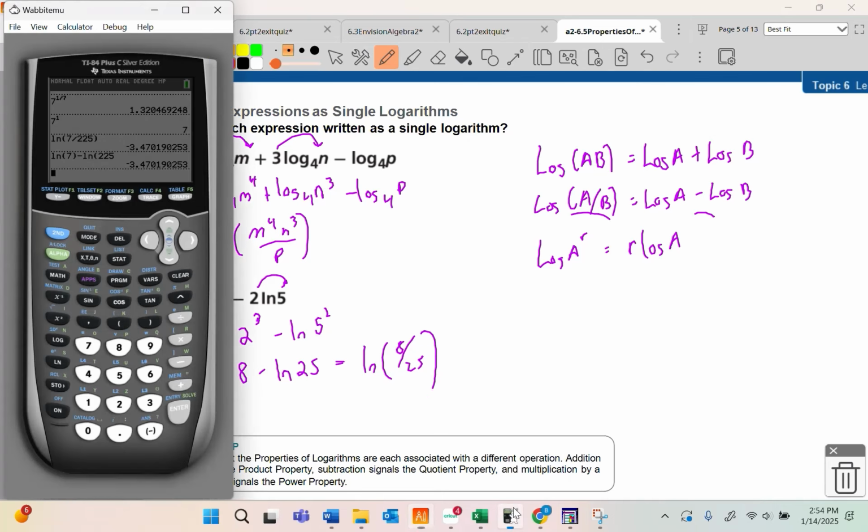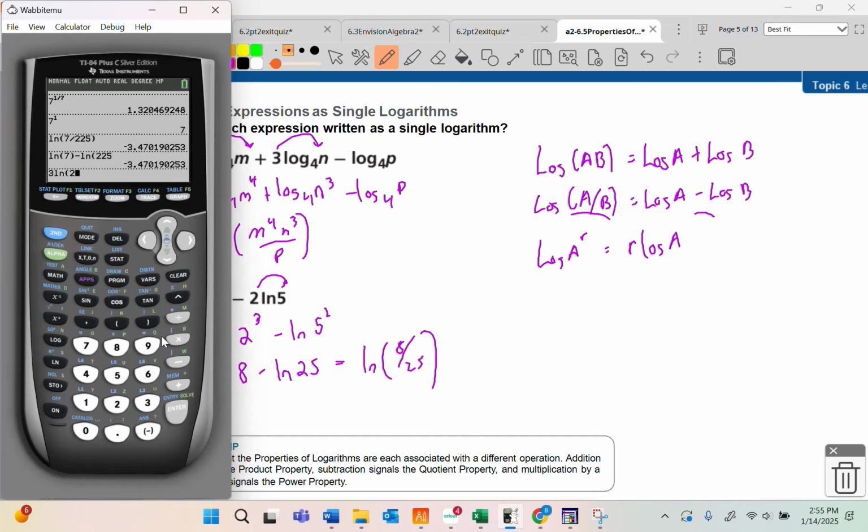Is it the same? It's a good one to see, because you're probably like, I don't know about this, Milbrath. I don't know if this is true or not. That was 3 ln 2 minus 2 ln 5. And I said that was equivalent to the natural log of 8/25. By God, it was. Who would have thought?